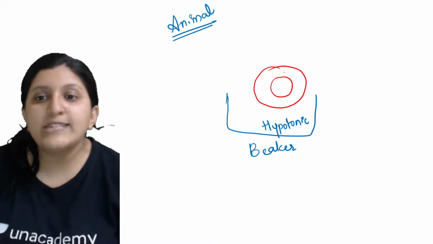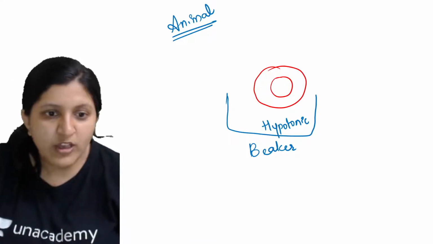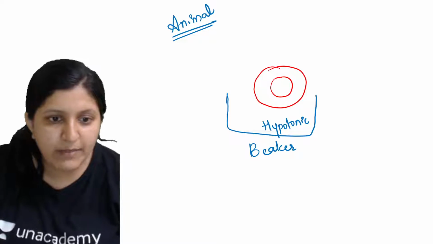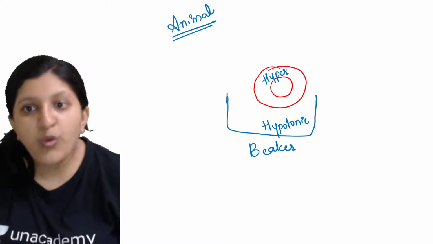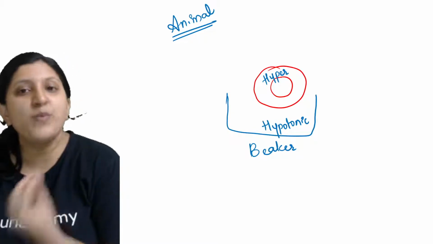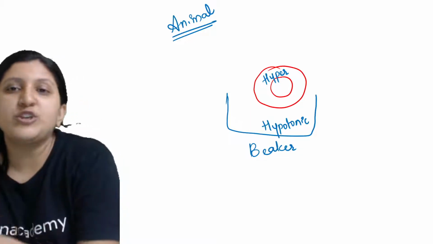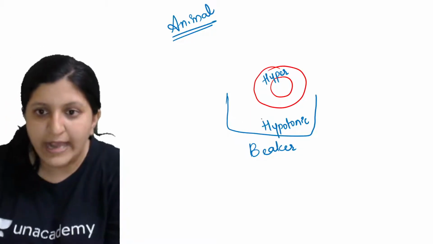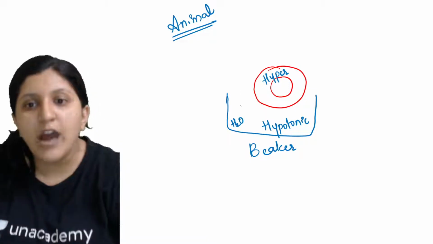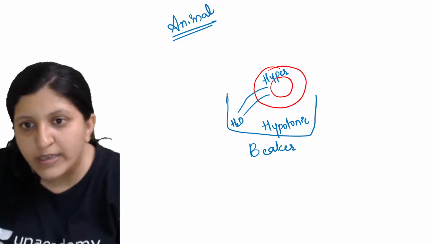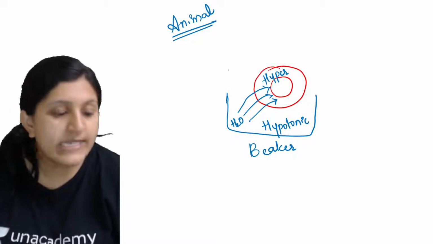Now you can see that in this RBC it is a hyper condition. So this is with respect to hyper, let me just write hyper here. So what will happen? You can see the movement of water from the region of higher concentration to the region of lower concentration. So the water will start to move from the hypotonic solution to the hypertonic solution.